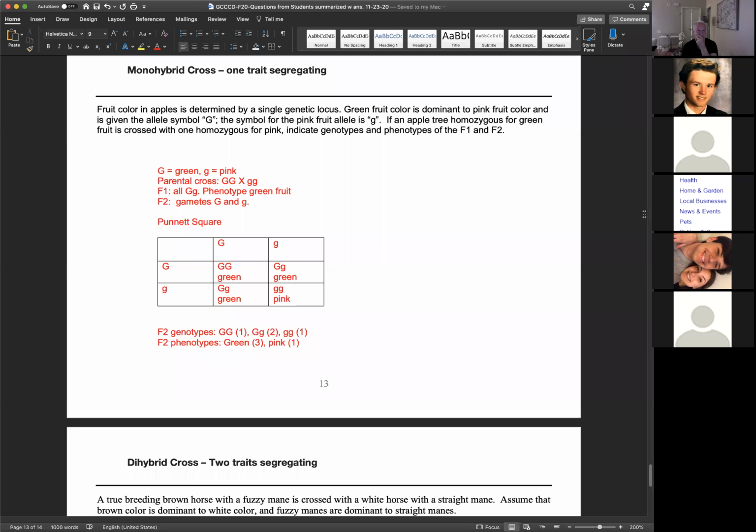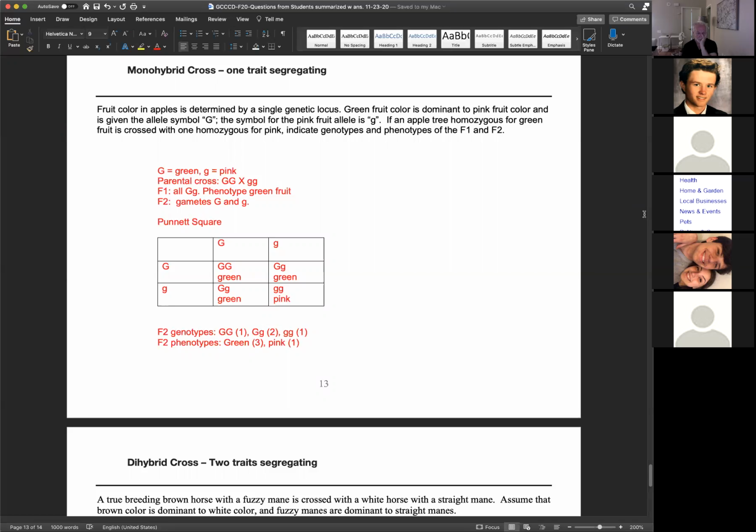For that trait. And if you ever see homozygous dominant breeding with homozygous recessive, as a tip, the F1s will always be 100% heterozygotes. You don't even have to work out a Punnett square. It's just the way it will come out. You can work one out if you don't believe it, but all your F1s will be heterozygote, big G, little g. So that's our genotype for the F1: big G, little g.